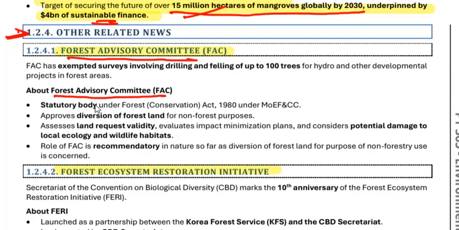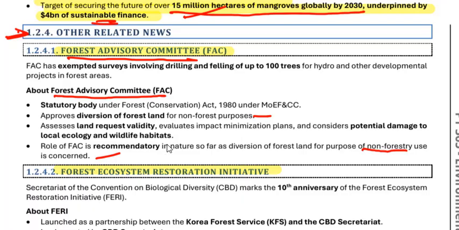This is actually a statutory body under the Forest Conservation Act of 1980 under the MoEFCC. It approves the diversion of forest land for non-forest purposes. It evaluates impact minimization plans and considers potential damage to local ecology and wildlife habitats. The role of the Forest Advisory Committee is recommendatory in nature so far as diversion of forest land for non-forestry use is concerned.